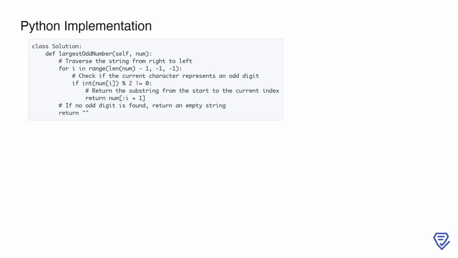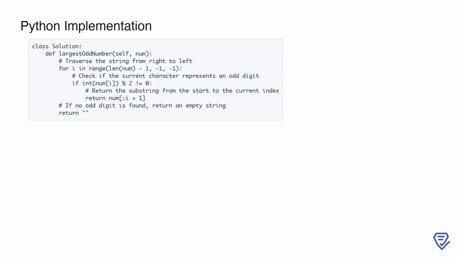For each character during the traversal, we check if it represents an odd digit. This is achieved by converting the character to an integer and checking if the remainder when divided by 2 is non-zero: int(number[i]) % 2 != 0. If an odd digit is found, the function immediately returns the substring from the start of number up to and including the current index, number[:i+1]. If the loop completes without finding any odd digit, the function returns an empty string. This handles cases where all digits in number are even.